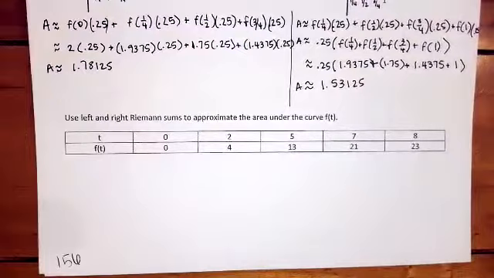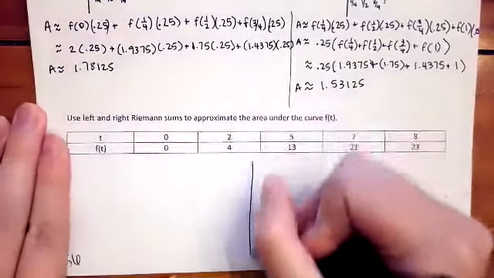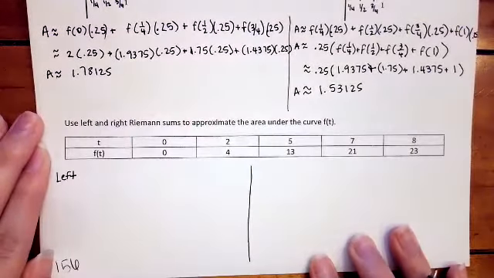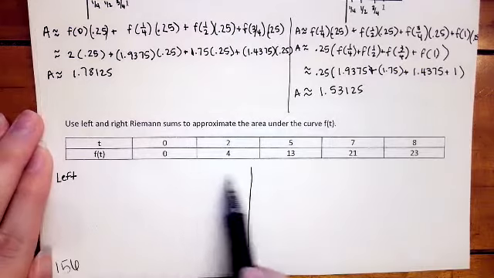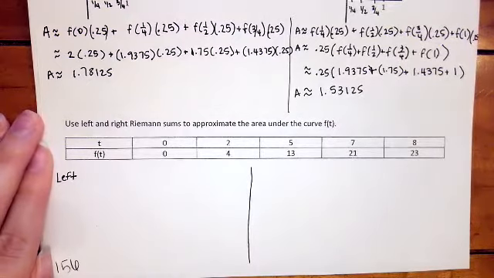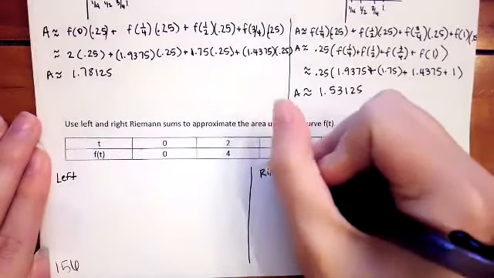Okay. We're going to do a left and a right Riemann sum. Okay. We notice our function is increasing from our y values. So our left estimate should be an underestimate, our right should be an overestimate.